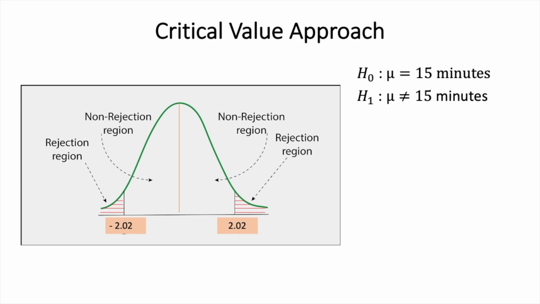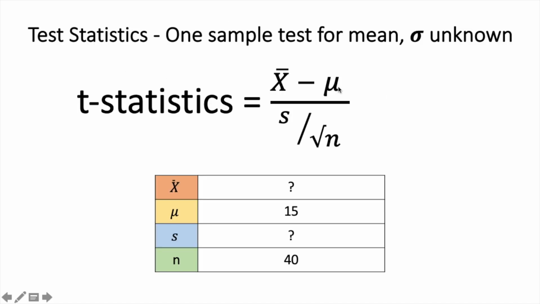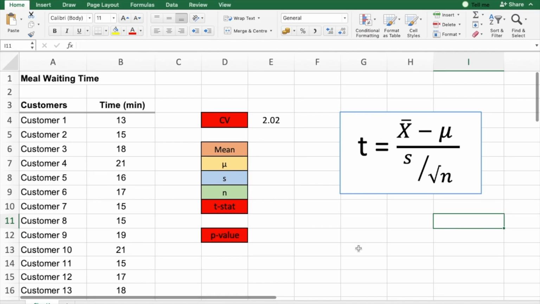Therefore, now we need to conduct the test statistics. I mentioned we're going to use the t statistic, since sigma is unknown. We know the hypothesized mean, 15. We know the sample size. But we are yet to know the standard deviation of the sample and the mean. So let's calculate the t statistic.